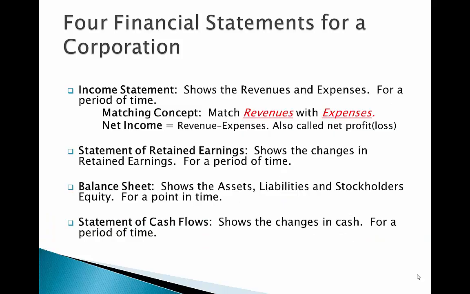There's 4 financial statements for a corporation. There's the income statement, statement of retained earnings, balance sheet, and statement of cash flows. The income statement shows the revenues and expenses for a period of time. It uses the matching concept, which matches revenues with expenses. Net income is equal to revenues minus expenses and is also called net profit or net loss.